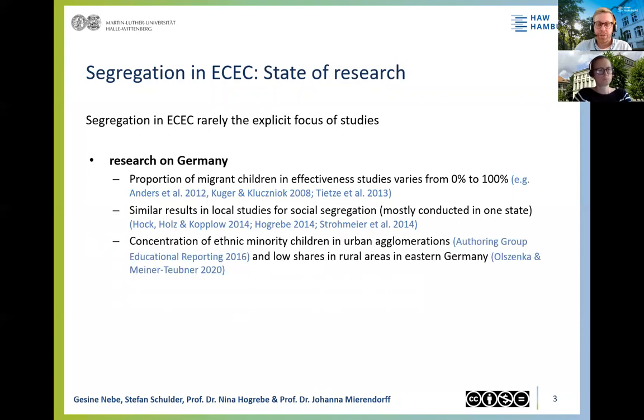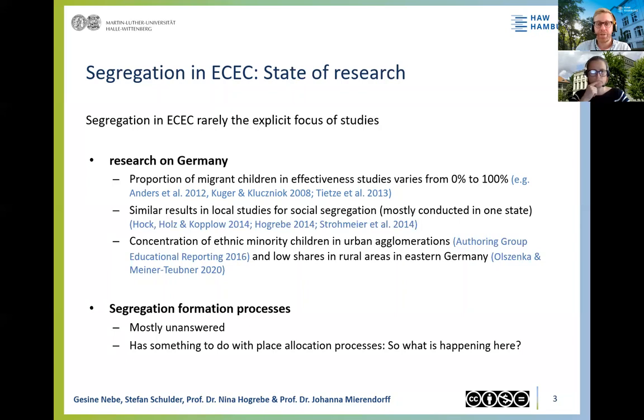There are indications from educational and social reports that particularly high concentrations of ethnic minority children can be found in daycare centers in urban agglomerations, and that the proportions tend to be low in rural areas of Eastern Germany. Therefore, segregation is visible. But where and why does segregation arise, and what processes are involved?